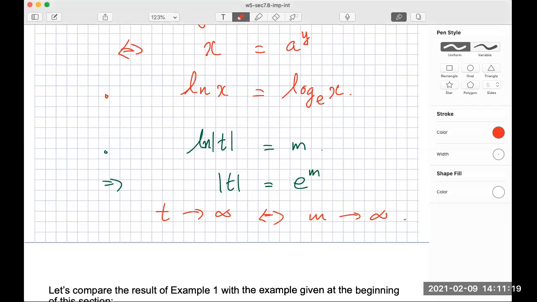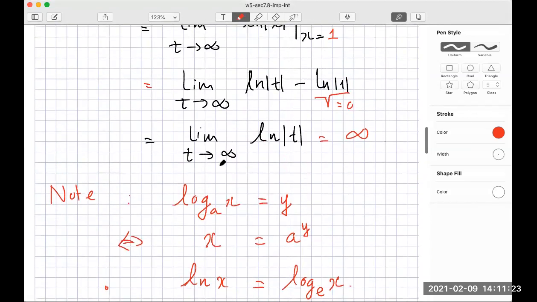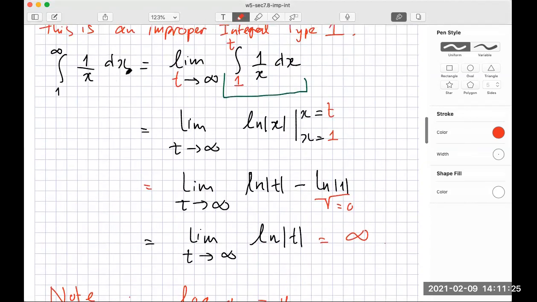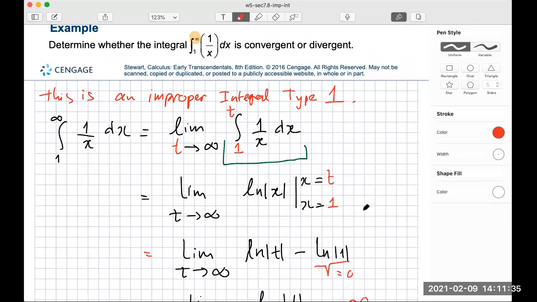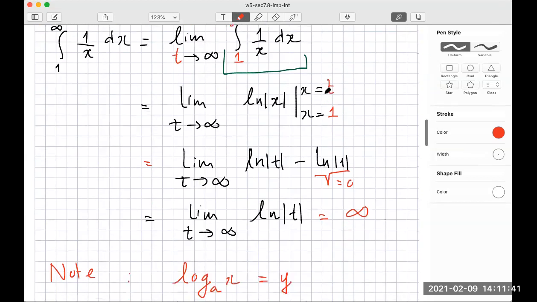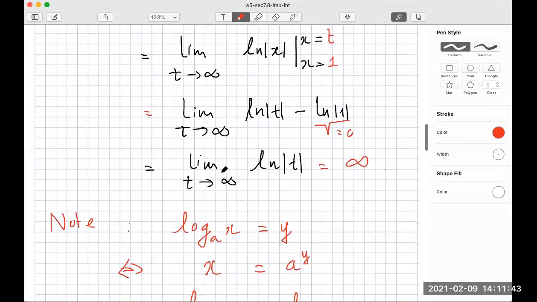Okay, very good. Then that's it. So here, this limit, this improper integral, goes to infinity. So by definition, we say that it is divergent. Okay. Very good.